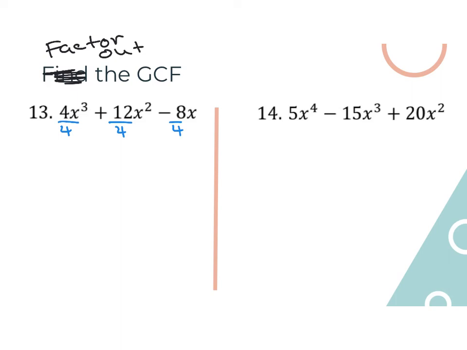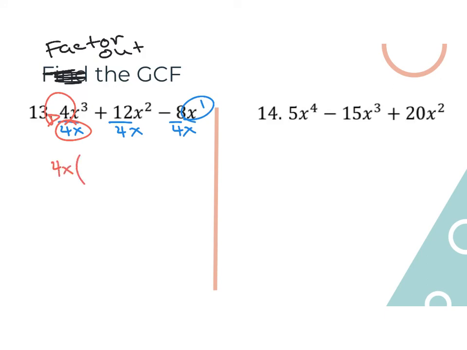Then of the variables, I have x to the third, x squared, and x to the first. I'm going to take out 1x. My lowest power is that one. So this one I can take an x out. So that 4x is my GCF. It's going to come out front.